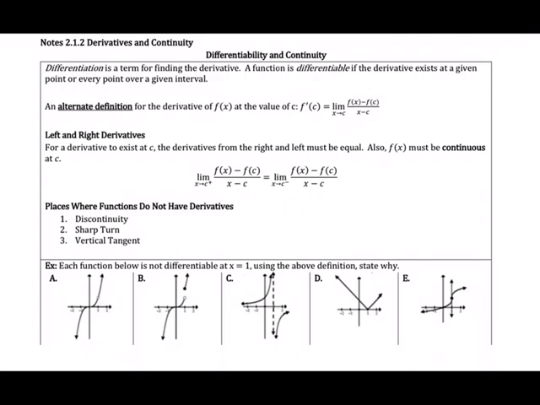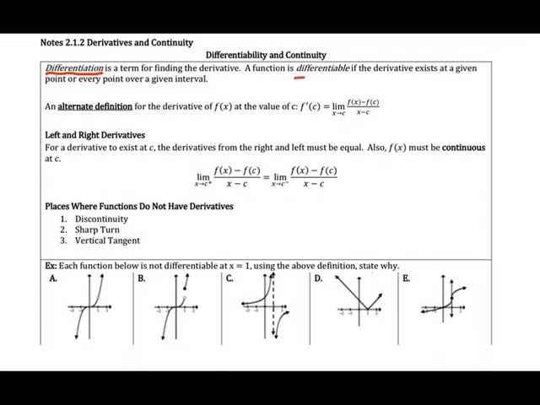We're going to talk about why in certain cases we can't find the derivative, and then we're going to talk about how to find the derivative at a particular point using the alternate definition of a derivative. So, differentiation is a term for finding the derivative. It's the verb. We talked about what the derivative was in the last video. Now the process of finding the derivative is differentiation.